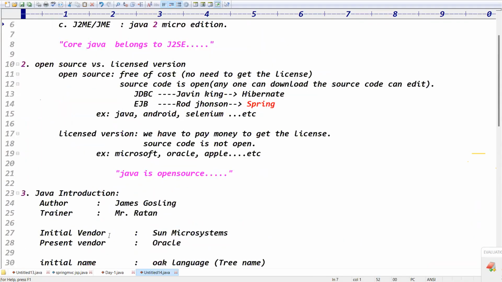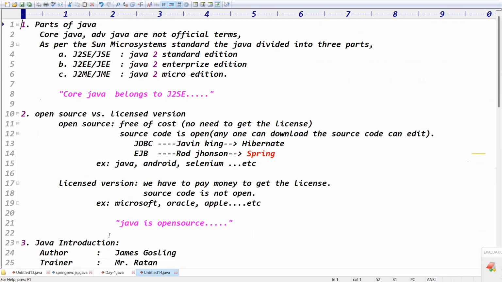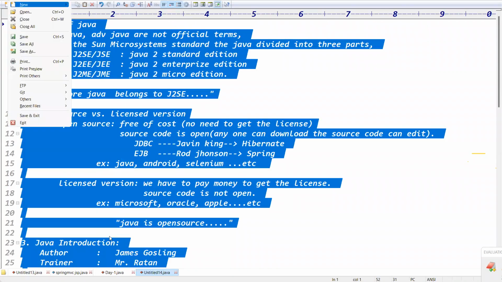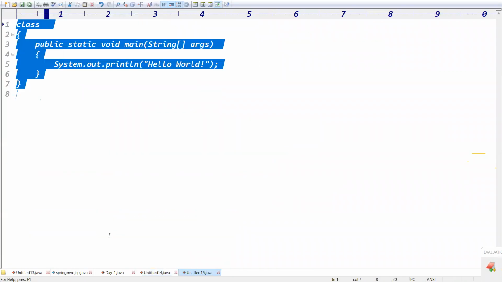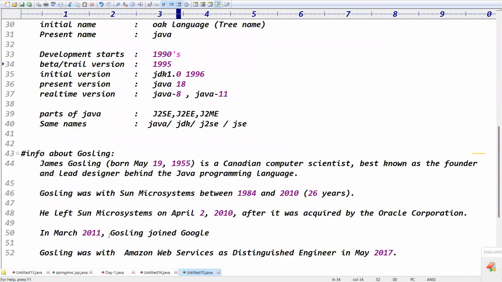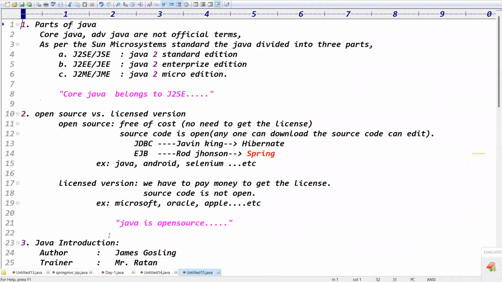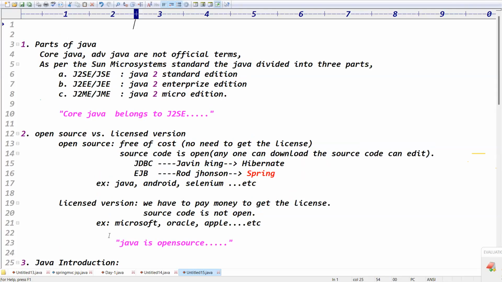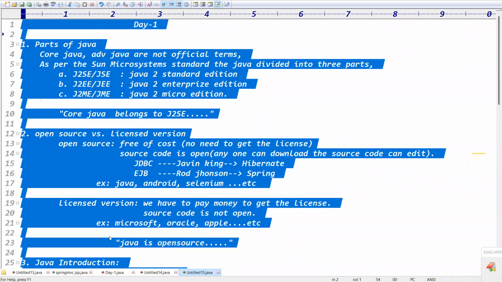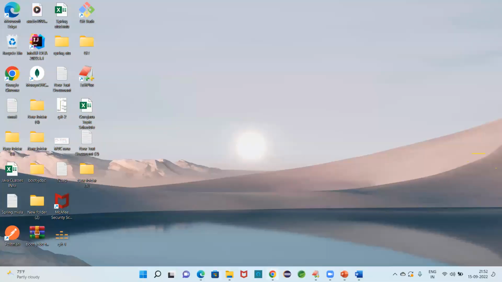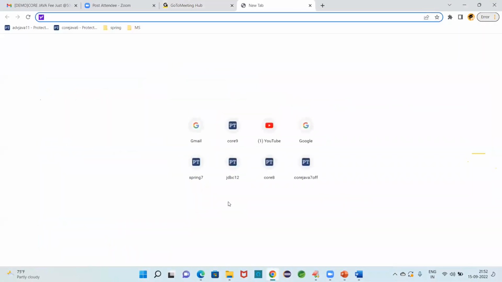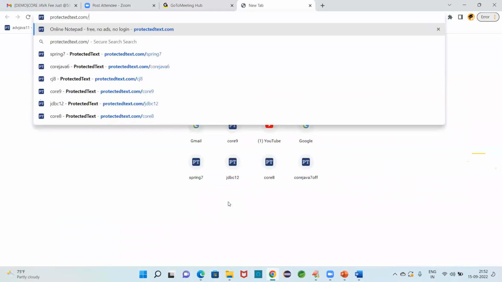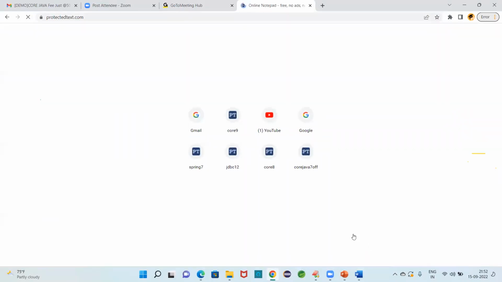Guys, I think you need these notes, right? You need these notes or not? The guys who are new to Java, from today onwards, try to write the notes. This is like Java introduction, day one notes, right? Day one notes. In my initial days, I'll share the notes. And by tomorrow, try to complete the formalities so that you'll get the materials and all. Let me share this one using protectedtext.com. One website is there.